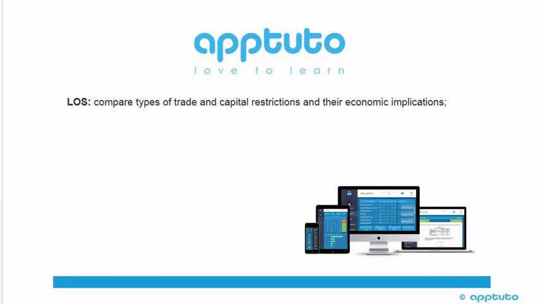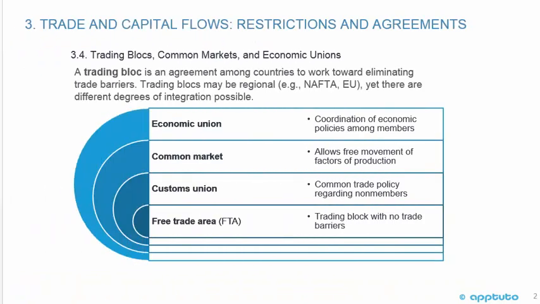This LOS is compare types of trade and capital restrictions and their economic implications. Continuing with trade and capital flows, restrictions, and agreements, now we're going to look at some agreements, and we're going to look at trading blocs, common markets, and economic unions. A trading bloc is an agreement among countries to work toward eliminating trading barriers.